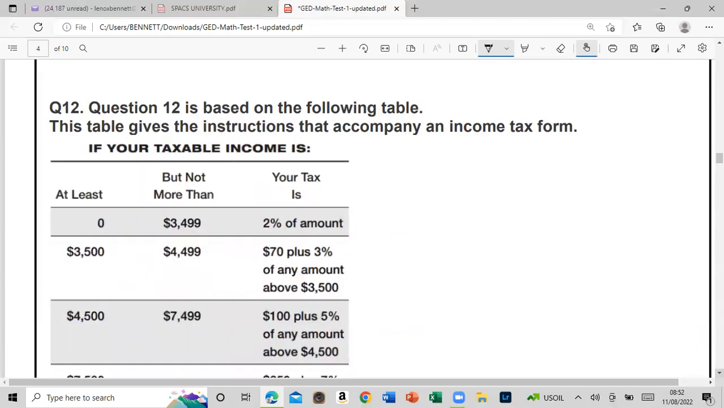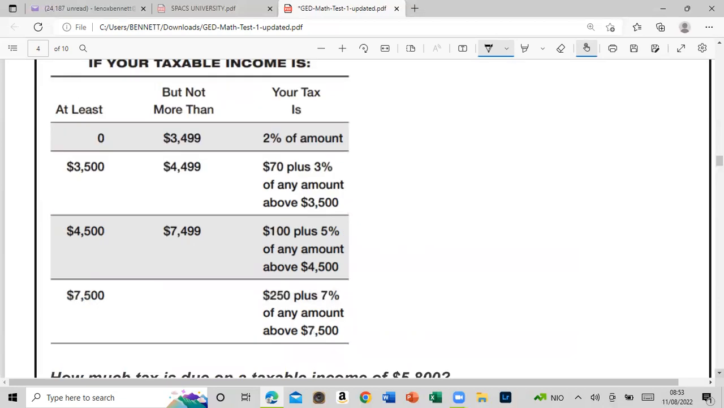Question 12 is based on the following table. This table gives the instructions that accompany an income tax form. If taxable income is at least but not more than, your tax is at least 0, but not more than 349. Okay, there's a limit. So this is the lower limit, this is the upper limit, right? We'll go right to the question, because these can take a while.